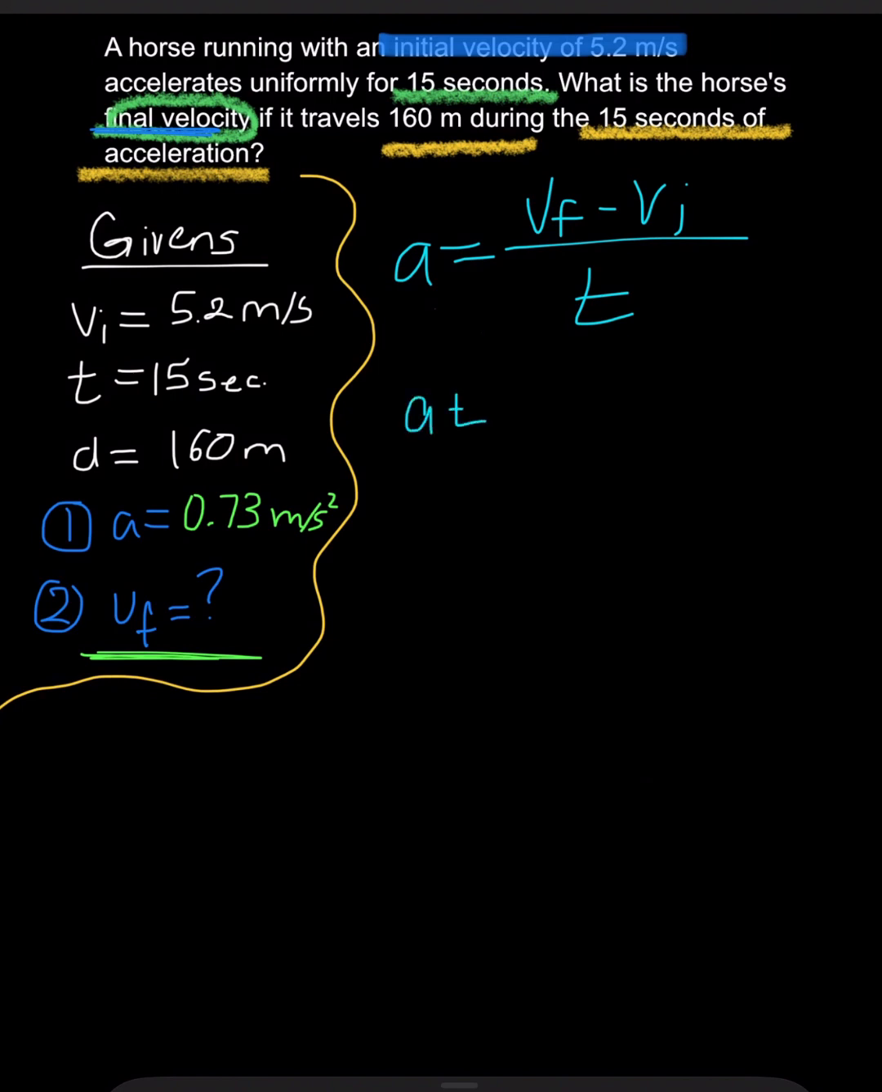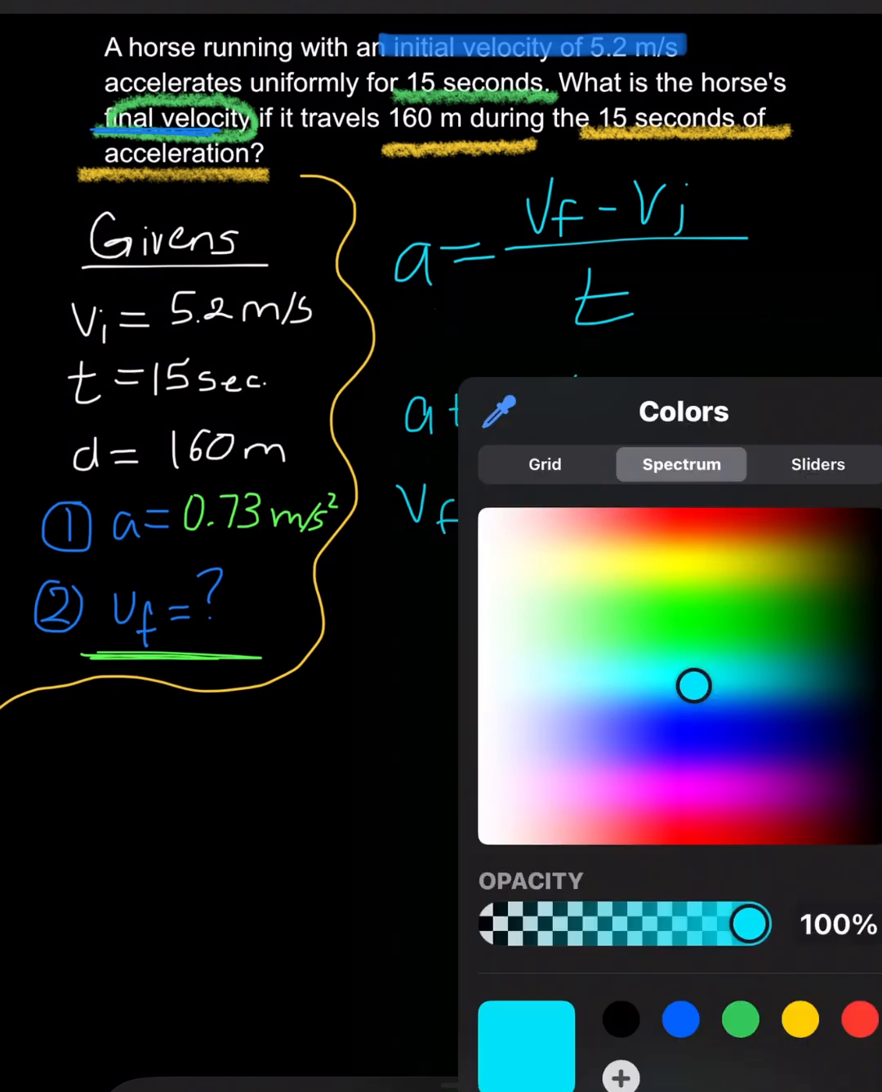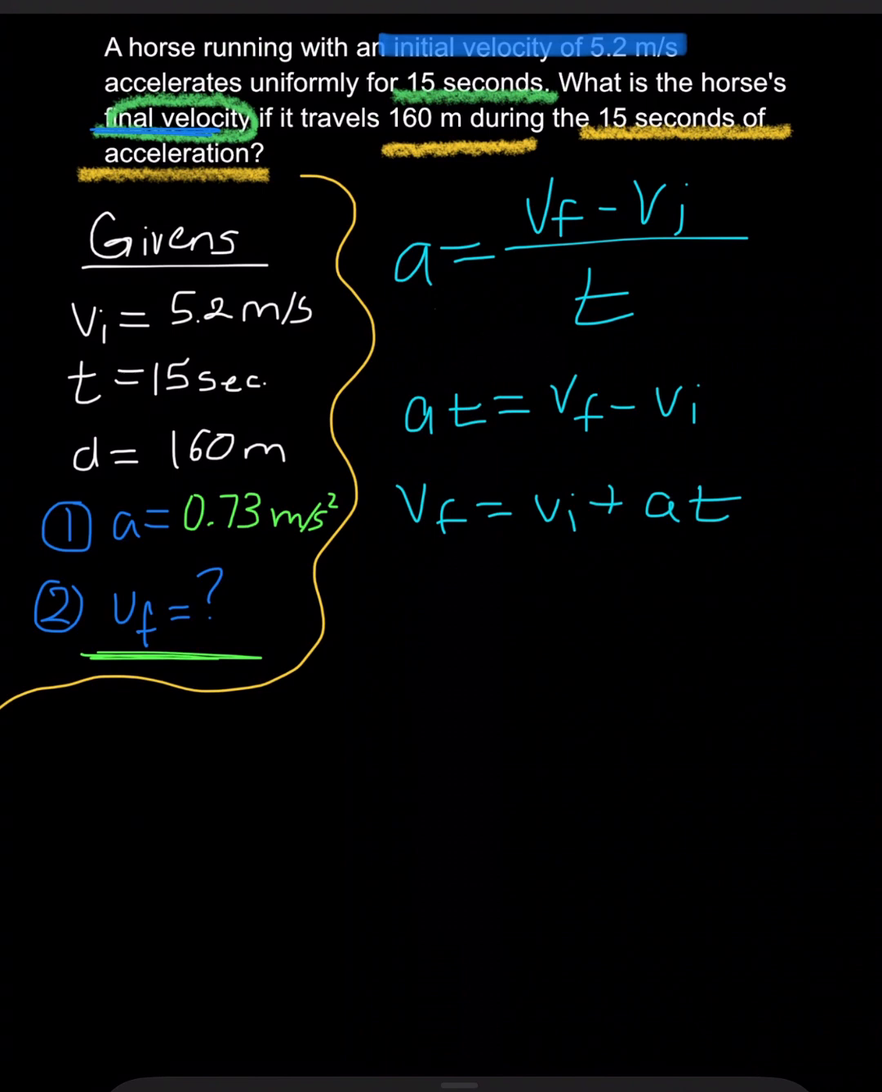So we can do AT equals V final minus V initial, and then V final equals v initial plus a, which is acceleration, times t, which is time. Now all we have to do is substitute in the values.